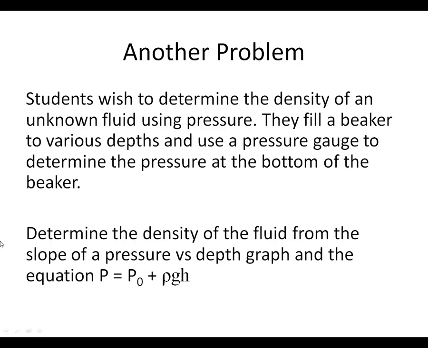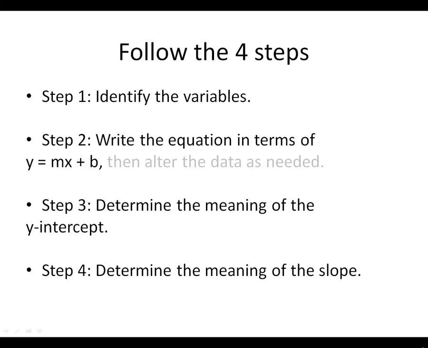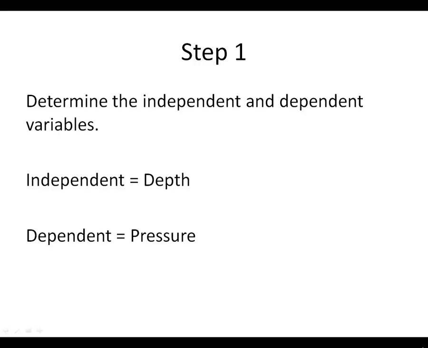And what we're going to do is follow our 4-step process that we've been going through before. Step 1, we need to determine the independent and dependent variables in this experiment. Since the students are controlling the depth and making it as they wish, that's what makes it the independent variable. The pressure is what's changing as the students change the depth. That means the pressure depends on the depth, and therefore pressure is the dependent variable.